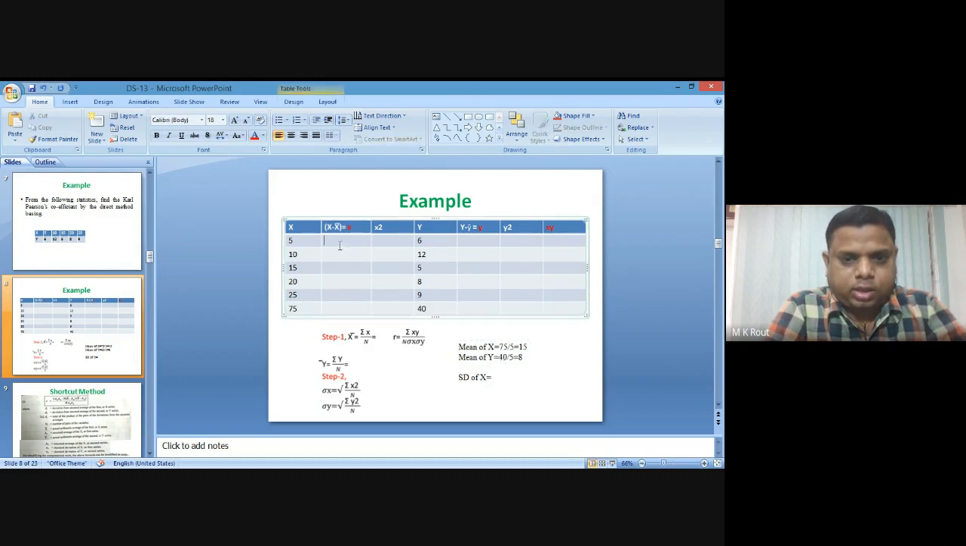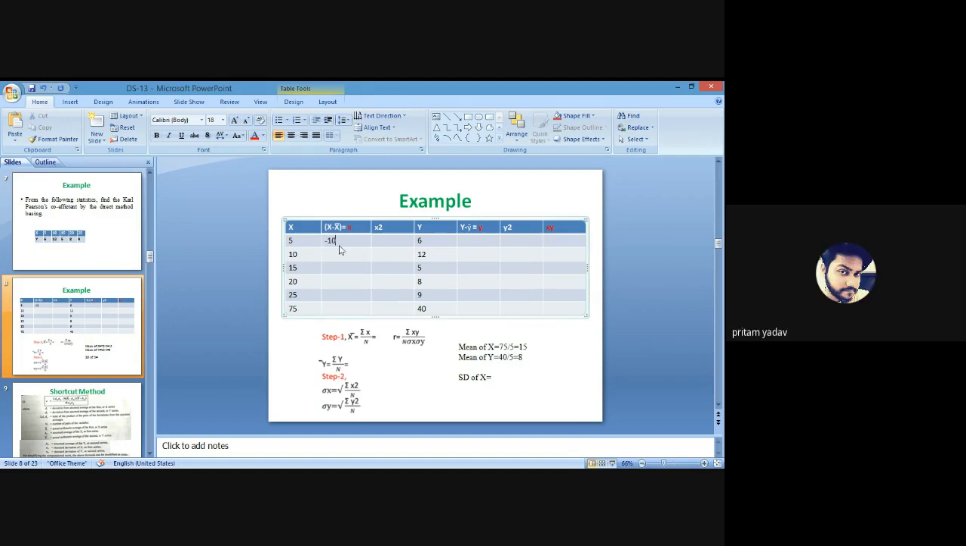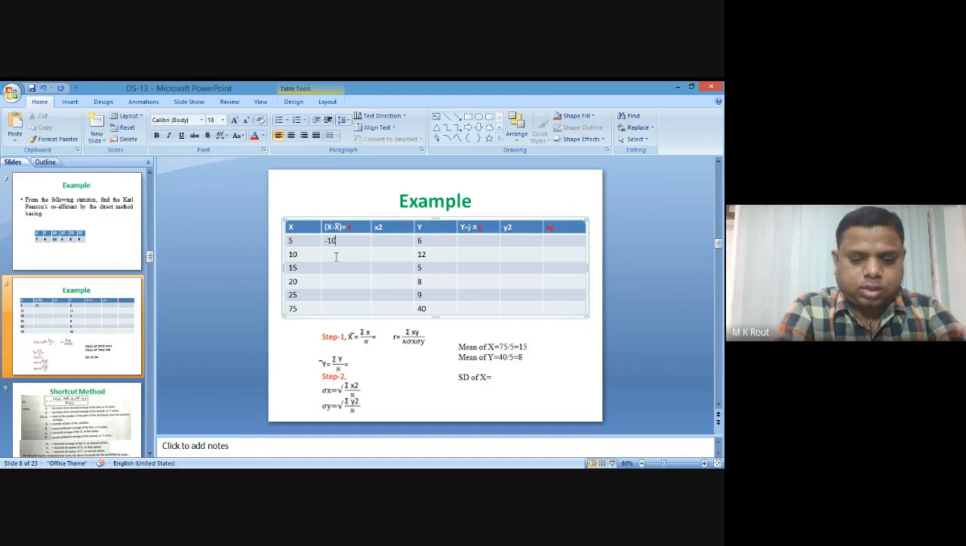Okay, here I write that is 5 minus 15. How much? Minus 10. The next one is 0. This is minus 5. Next one is 0. This is 5. And the last one is 10.